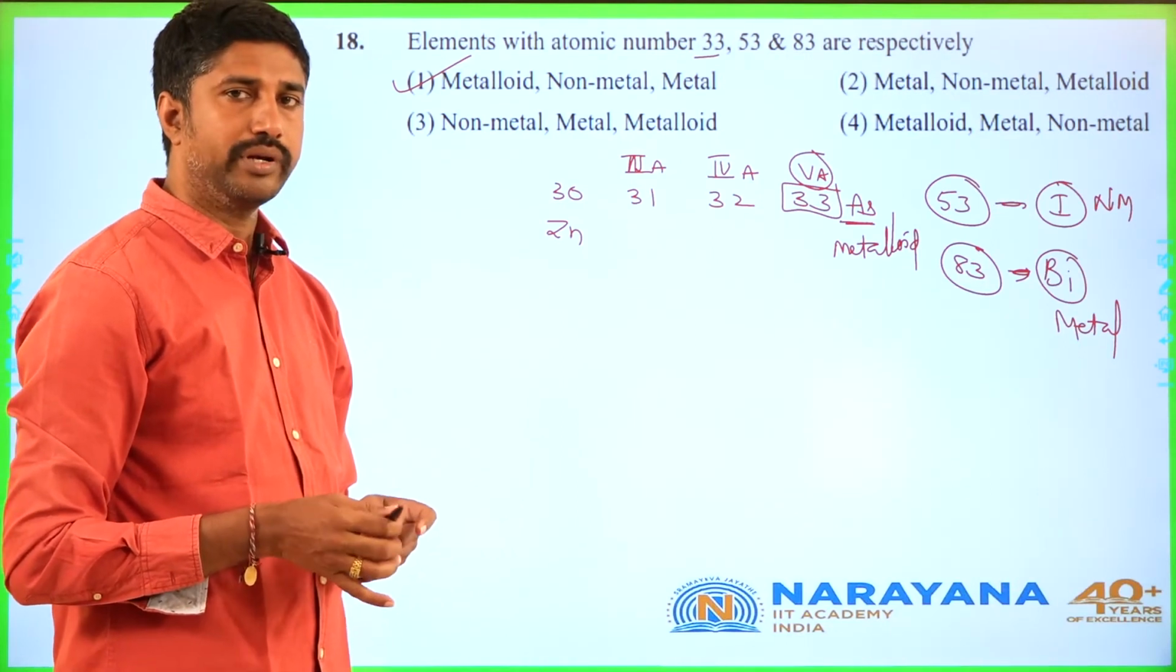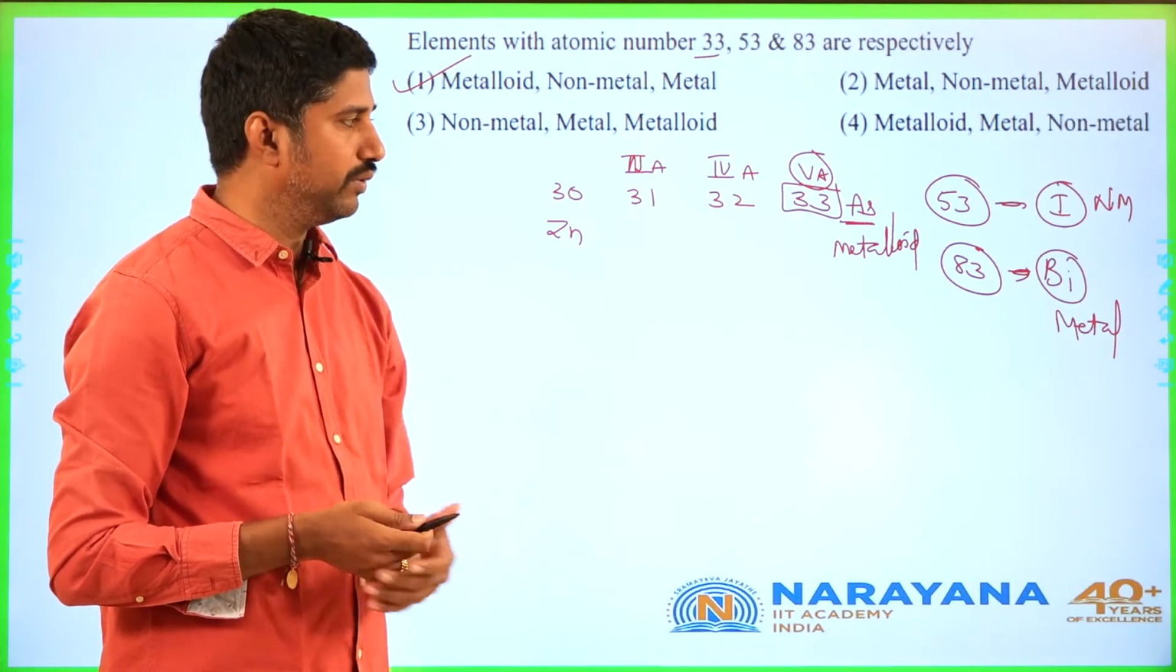As we know, atomic number 82 is lead. So after lead, immediately we will have bismuth.